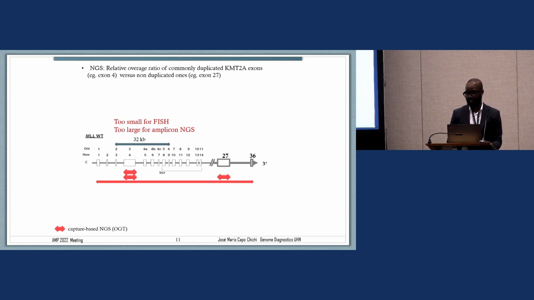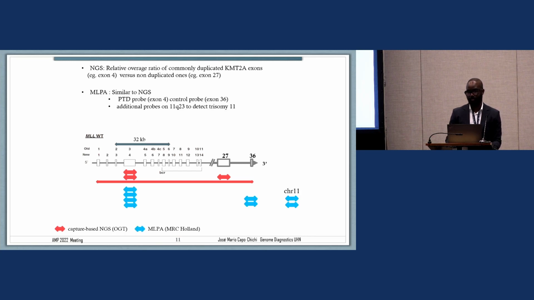such as exon 27. There have also been MLPA probes that were developed for KMT2A PTD analysis using a similar approach to NGS, with KMT2A PTD specific probes in exon 4 and control probes in exon 36. Now, in addition to those probes, MLPA also allows the detection of trisomy 11 with the use of additional probes that are located in 11q24.